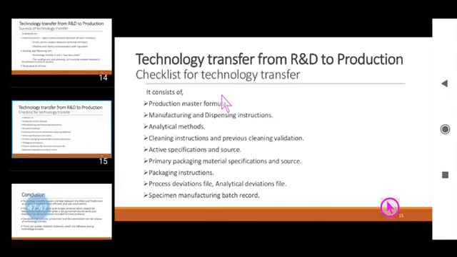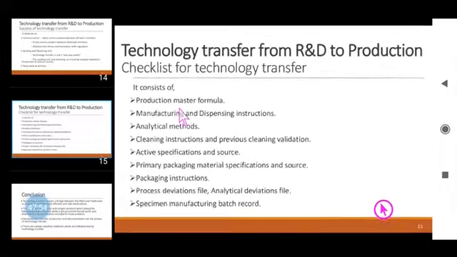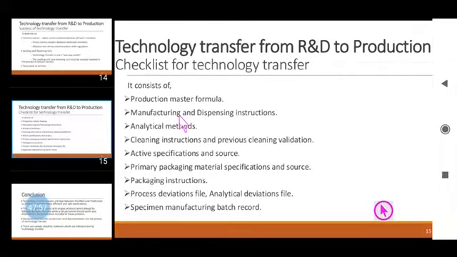Then let us see the checklist for technology transfer. It consists of the production master formula, manufacturing and dispensing instructions, analytical methods, cleaning instructions and previous cleaning validation, active specification and source, primary packaging material specifications and source, packaging instructions, process deviations file, analytical deviations file, specimen manufacturing batch record.